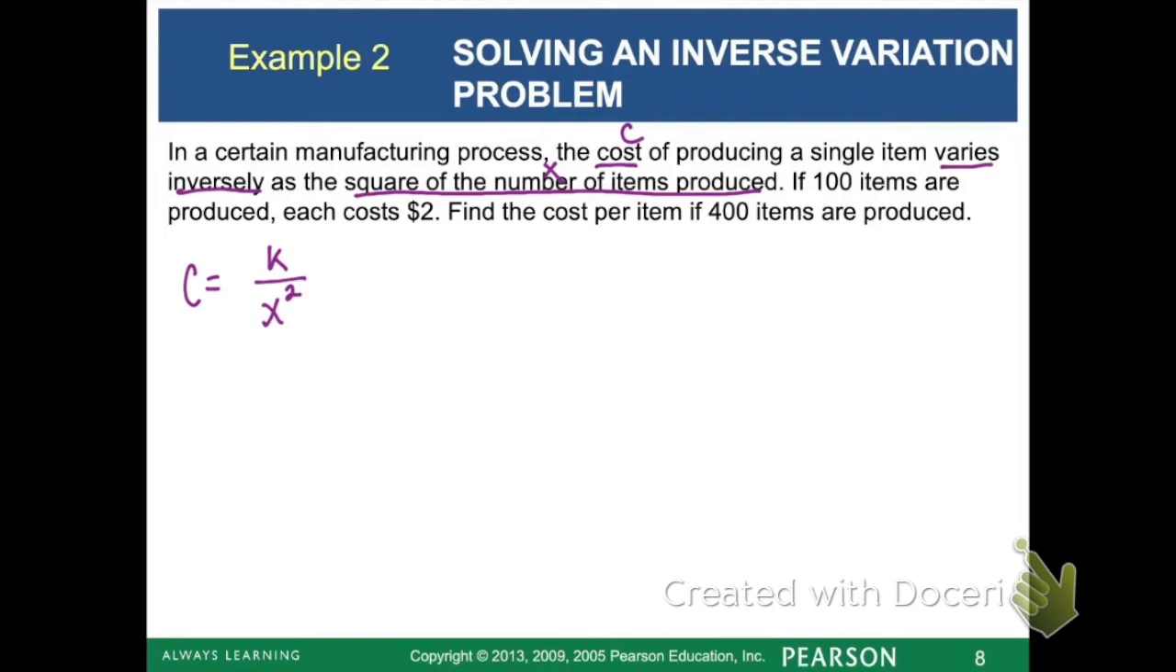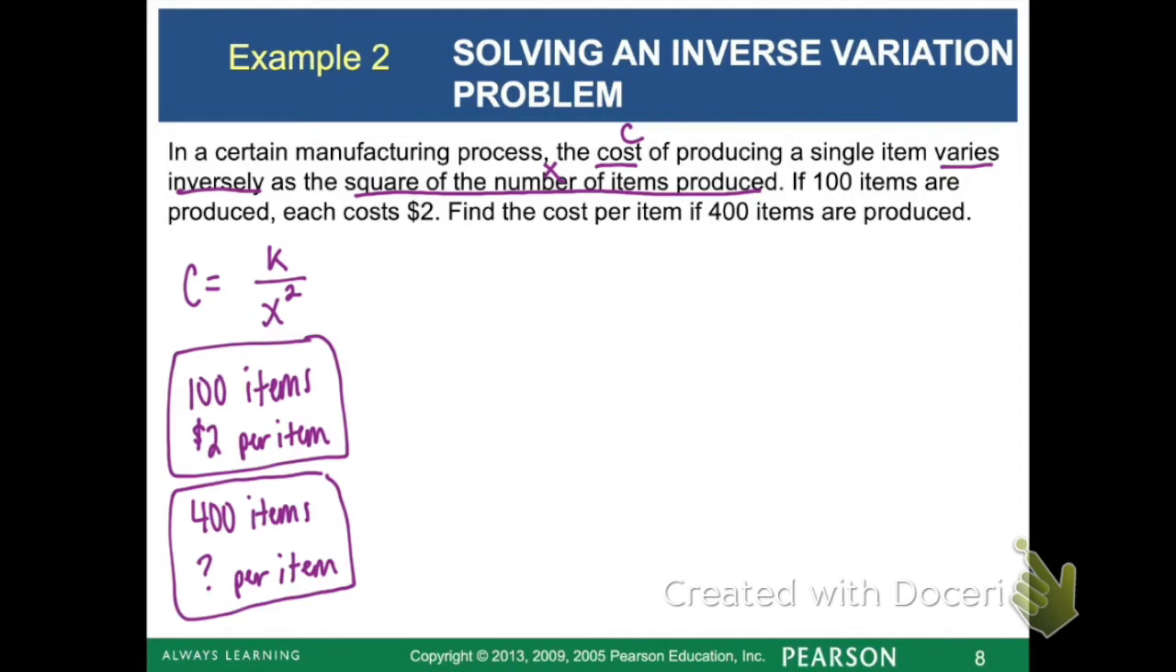Next, it says if 100 items are produced, each costs $2. Find the cost per item if 400 items are produced. So again, I'm given two situations. I know that 100 items cost $2 each. That's one situation that I know all the variables of. The other one, find the cost per item, so I don't know the cost per item, if 400 items are produced.